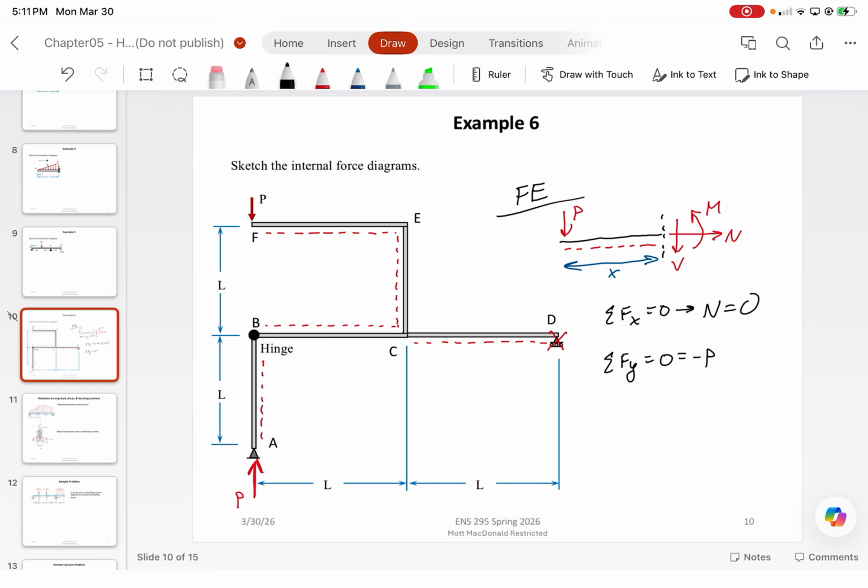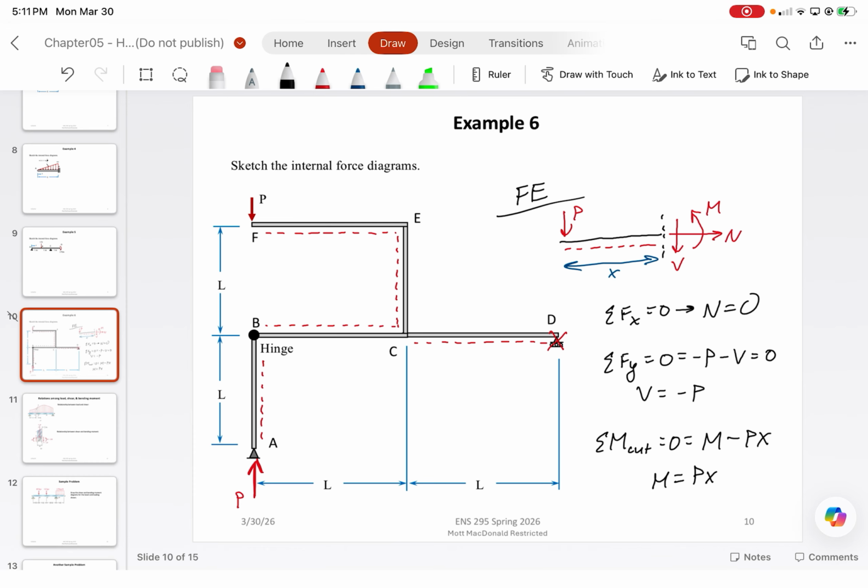Keep in mind that the moment, shear, and axial force are all functions of X. I'm just not writing it because I'm too lazy to keep writing the parentheses X, all right? Now, my recommendation is to add little subscripts to all of these. So you can call this N_FE, V_FE, and M_FE for simplicity. All right. Now that's the equation for just section FE. What about section EC now?